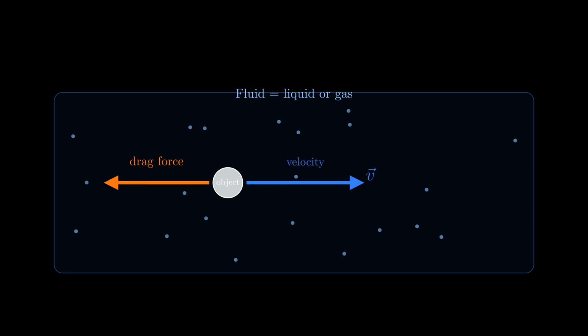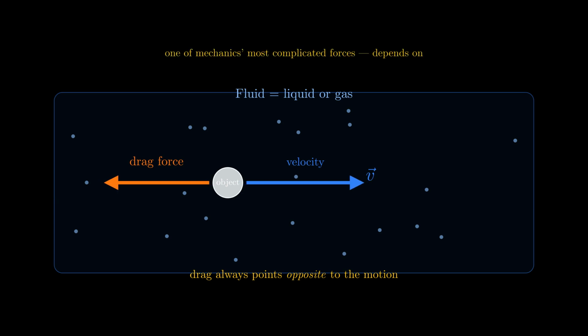When any solid object moves through a fluid, a liquid, or a gas, the fluid pushes back. This resistive force is called the drag force, and it always opposes the object's motion. It is one of the most complicated forces in mechanics because it depends on the properties of both the object and the fluid it moves through.